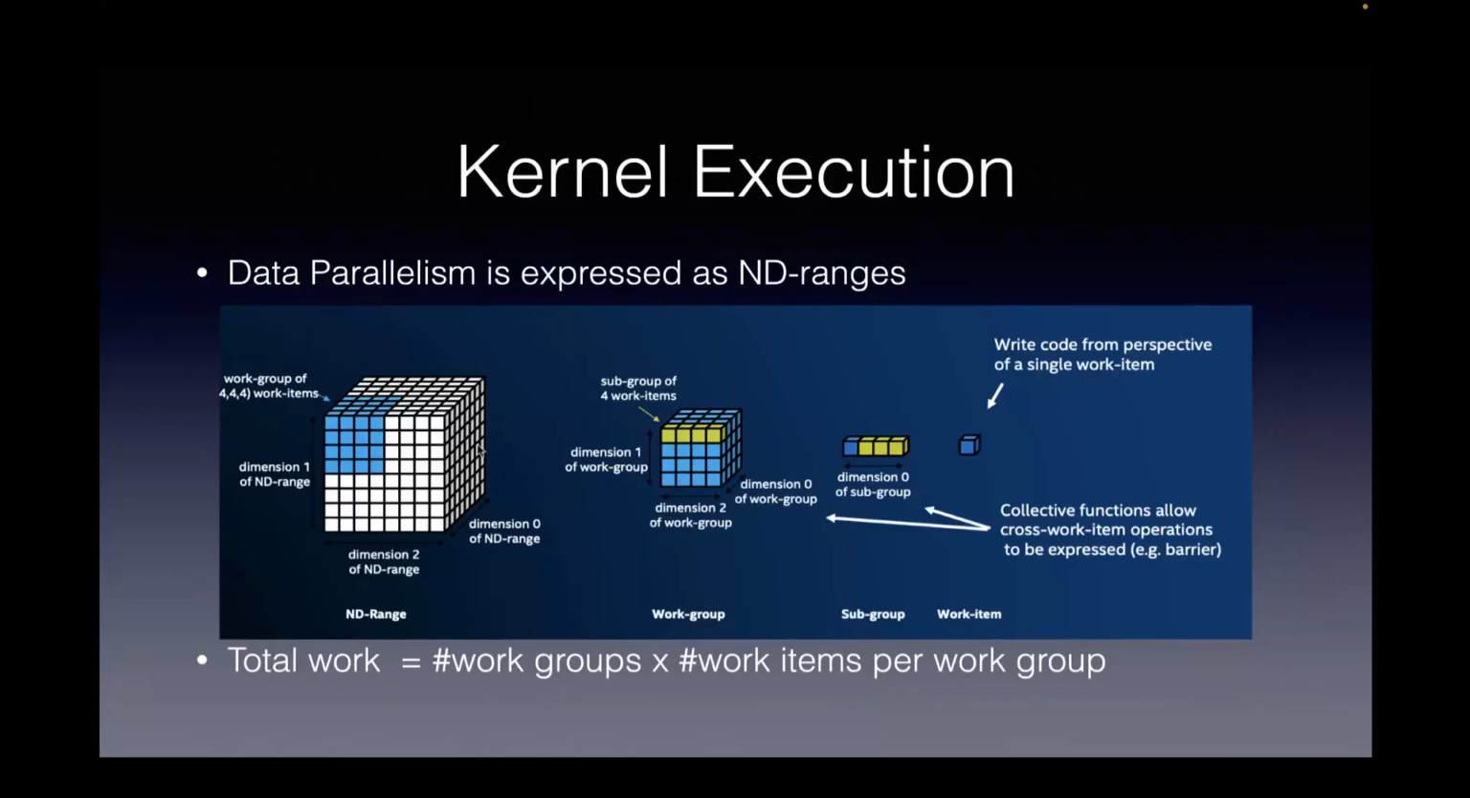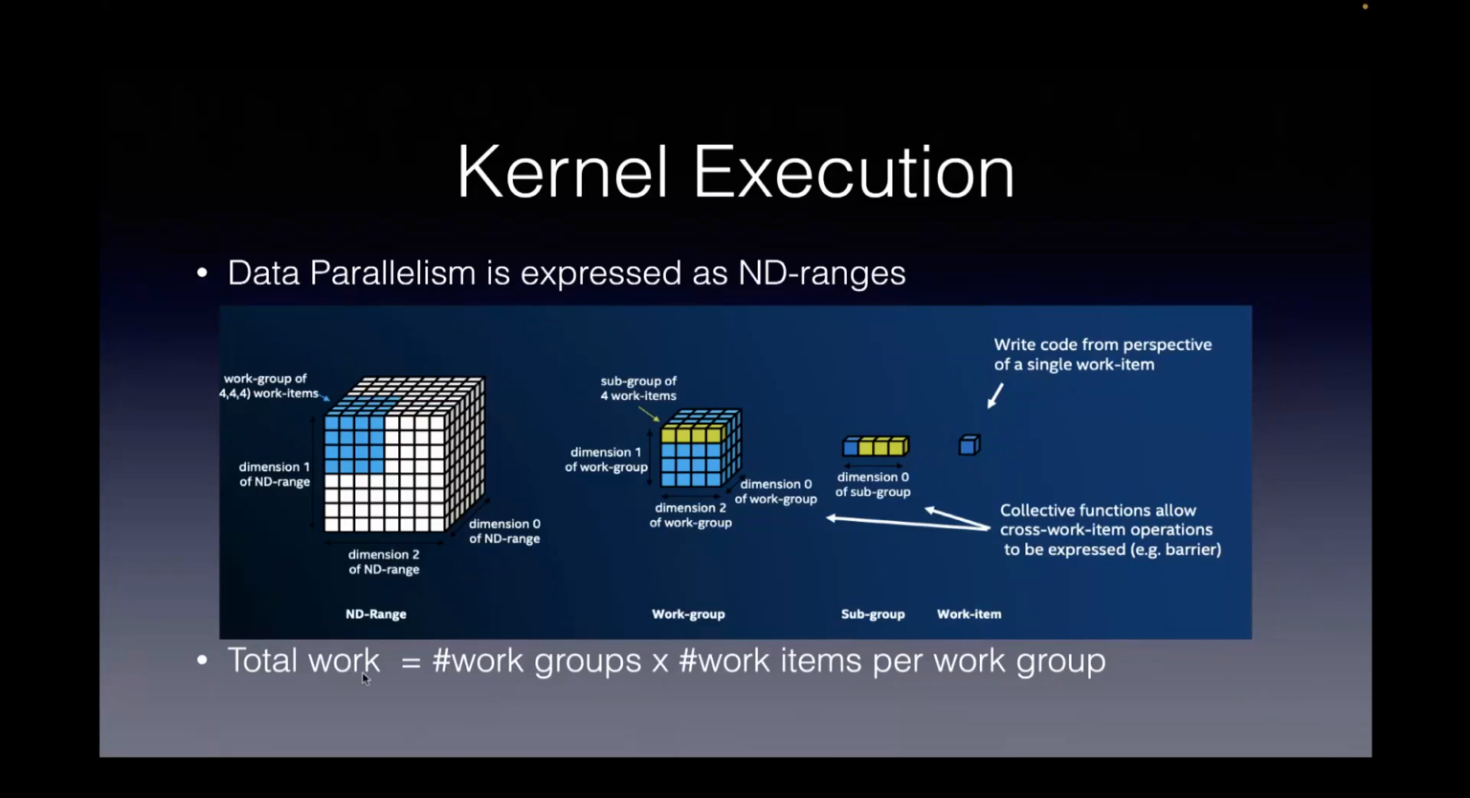So that's the difference between work group and overall ND range. And the subgroup is further broken up into each element. And when you write your kernel, you're really writing the kernel for every item in the work group. So you're writing it for a single work item, and that gets composed into the subgroup, into the work group, and into the overall ND range.